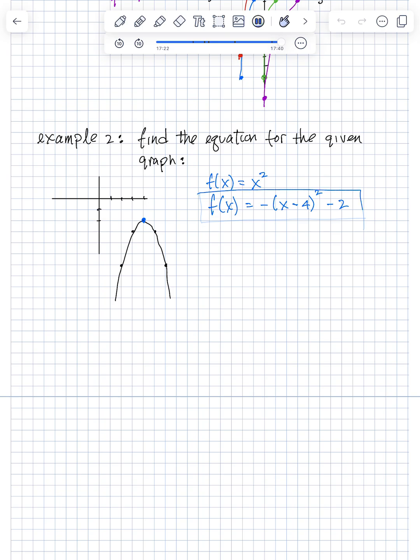When you recognize the parent function, you can translate it up, down, left, right, based on what it looks like on the graph. Okay, so that's it for day 1, and day 2 we'll talk about stretching and shrinking.